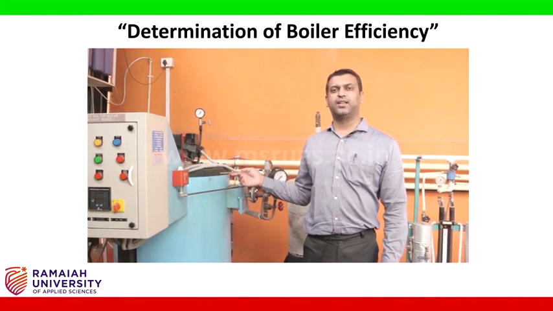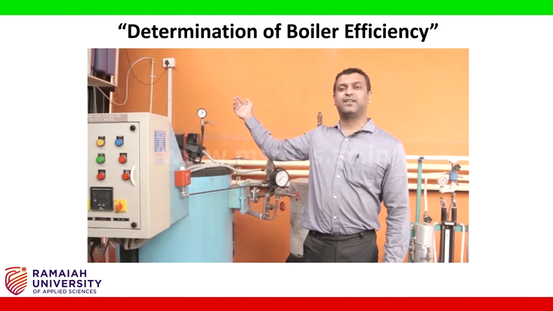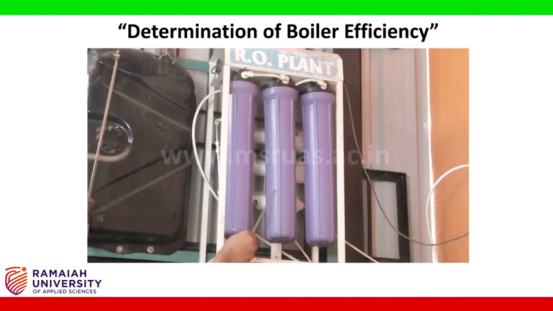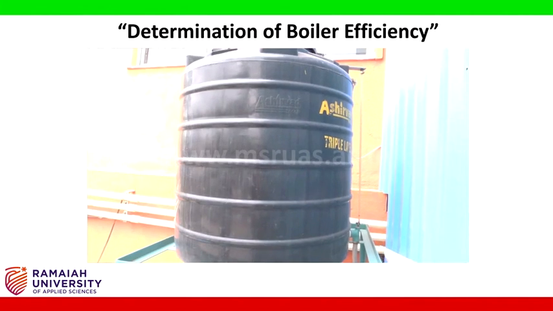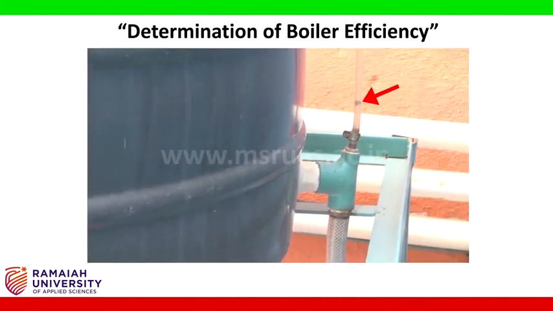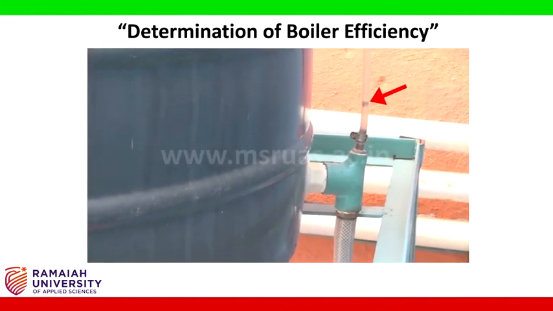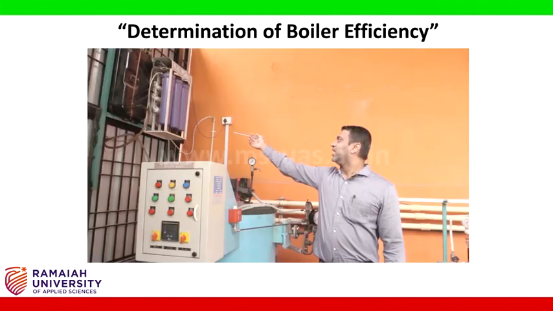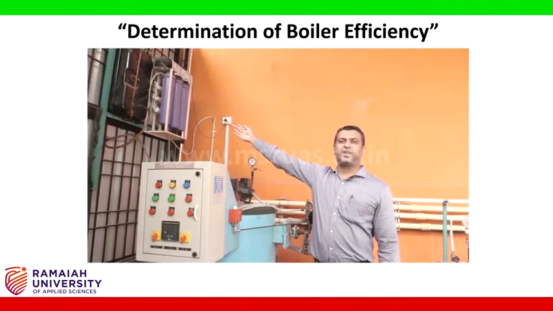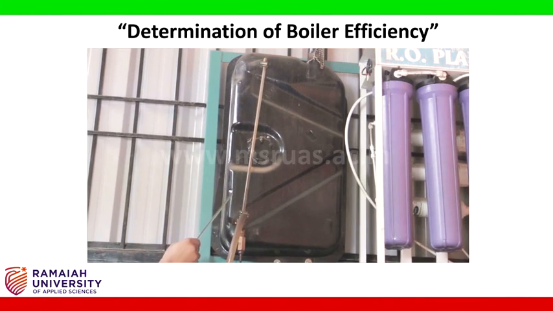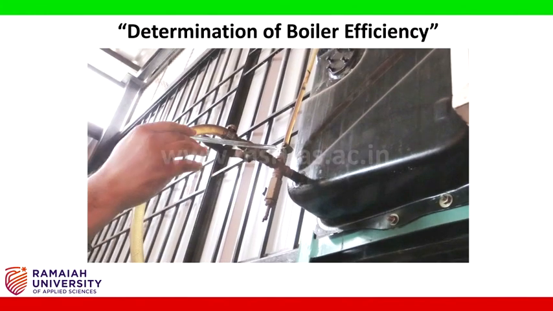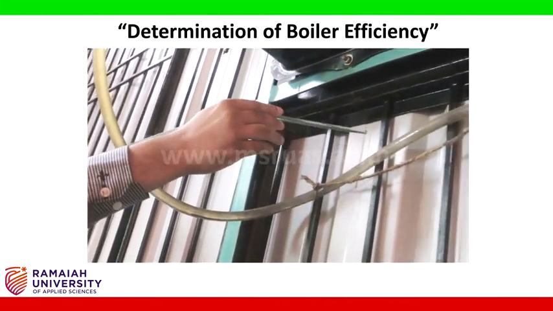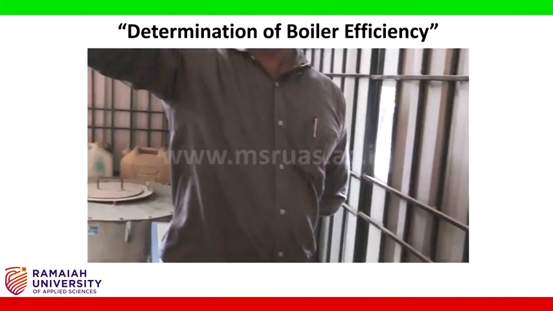To start up this boiler, we have to have enough RO water. We have a RO water plant, which is shown here, and the water tank is on the outside, and we need to check the water level in the water tank. And next to the RO plant, we have the diesel storage tank. Diesel from the tank is connected to the boiler through this unit.